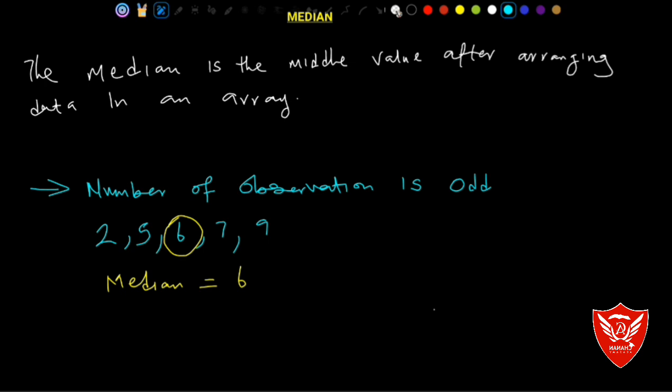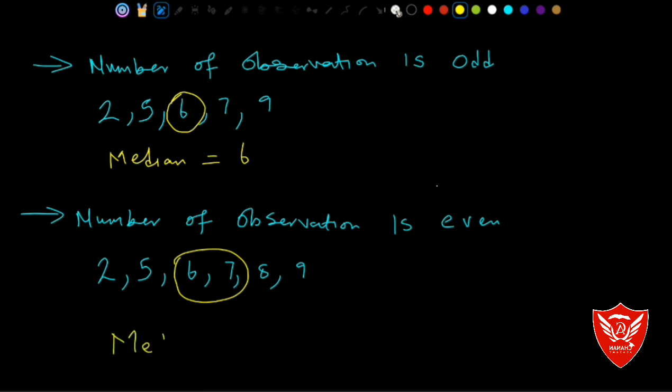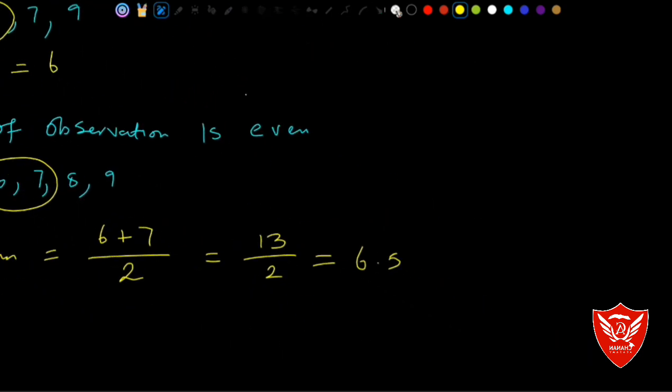But if the number of observations is even, what you do, for example, if we have 2, 5, 6, 7, 8, and 9, the number of observations we have here is 6. Therefore, we have 2 middle numbers. For us to find the median, the median becomes 6 plus 7 divided by 2, and this is going to give us 13 over 2, which is going to be 6.5, or you can say it is equal to 6 whole number 1 over 2.